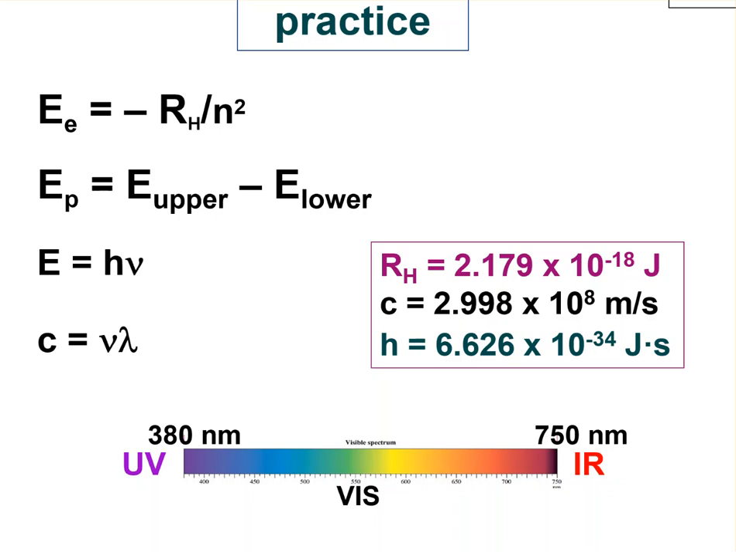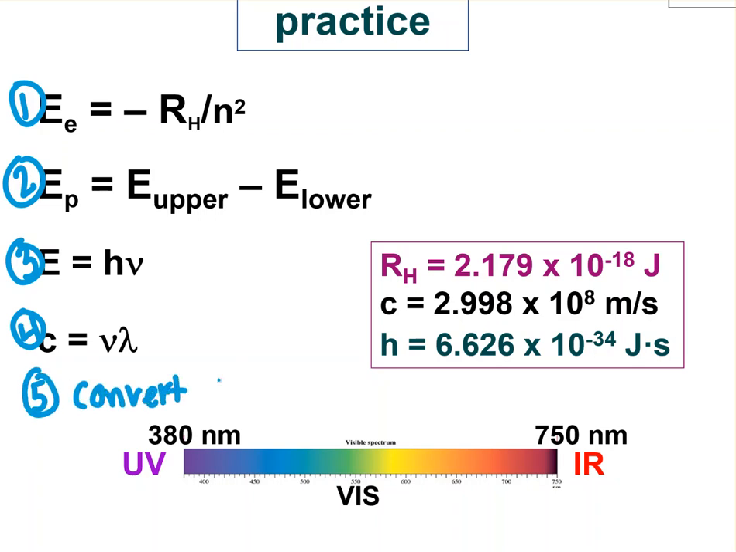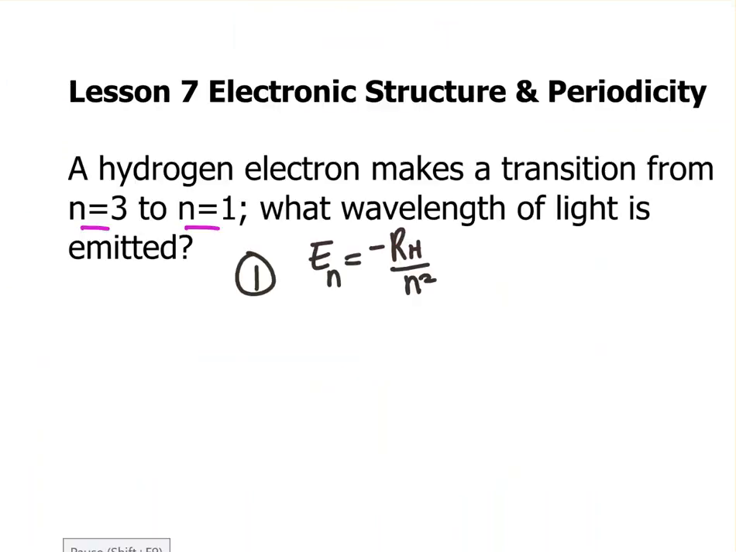We are going to look at how to calculate the wavelength of light that is given off when an electron drops from a higher to a lower principal energy level. This is going to involve a series of 5 different calculations, and they're given here in order. And the 5th one is actually a conversion from meters to nanometers. Okay, so let's look at an example problem.